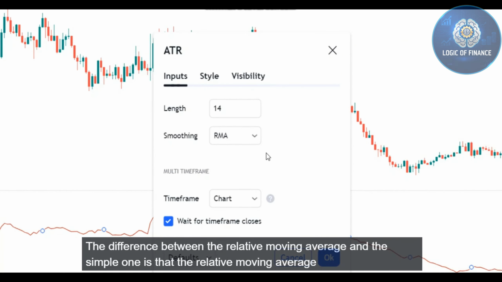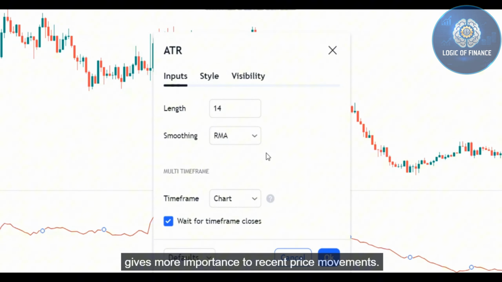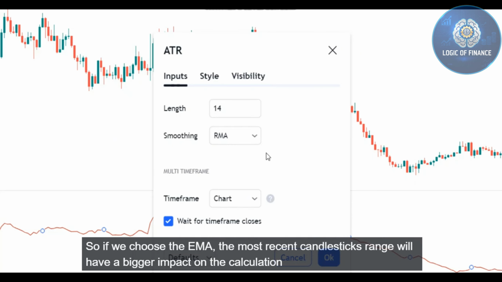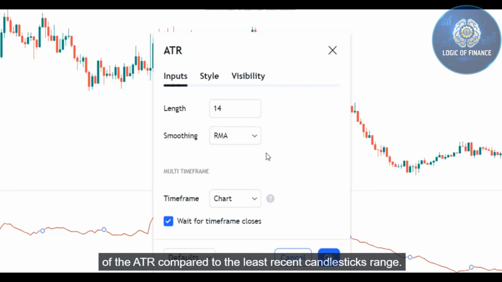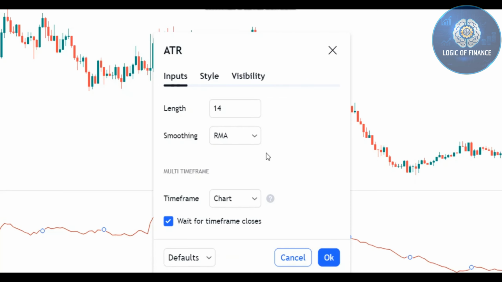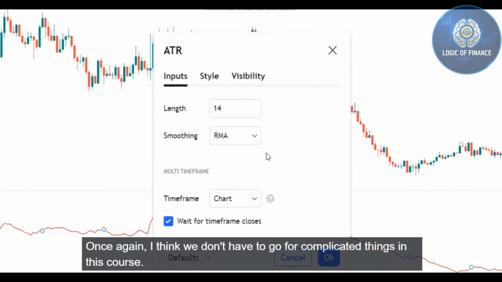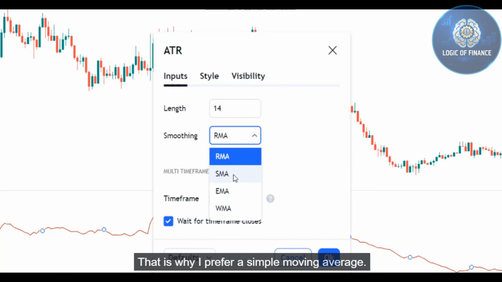The difference between the relative moving average and the simple one is that the relative moving average gives more importance to recent price movements. So if we choose the RMA, the most recent candlesticks range will have a bigger impact on the calculation of the ATR compared to the least recent candlesticks range. Once again, I think we don't have to go for complicated things in this course. That is why I prefer a simple moving average.